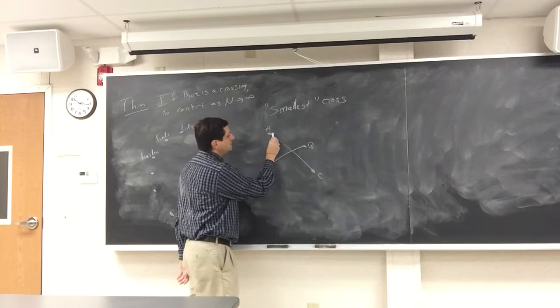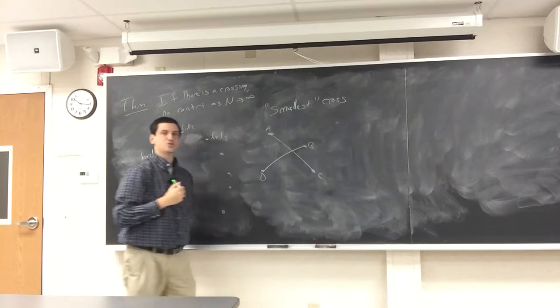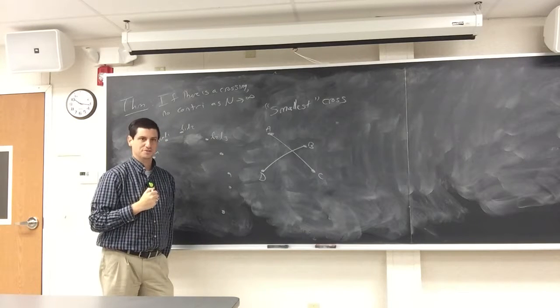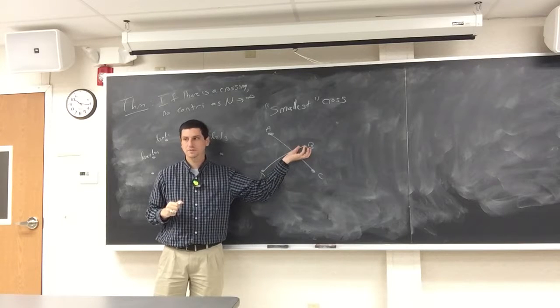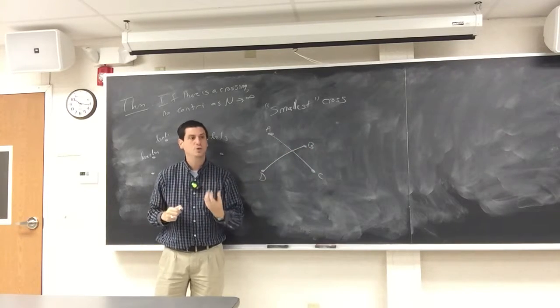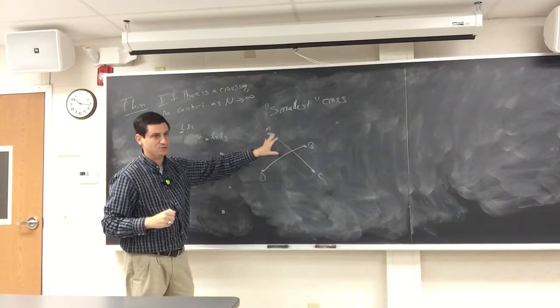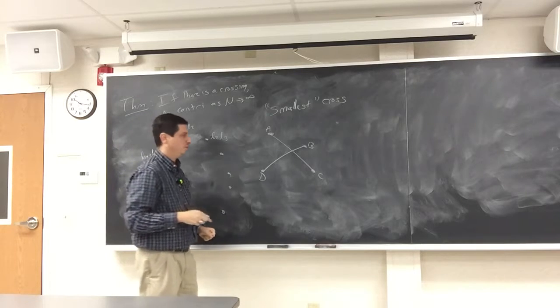So the number of points between A and C is the smallest in everything involved in a cross. There's no crosses that have fewer. There might be another cross that has the same number, but there's nothing that has fewer. So that's, I think, a really good way of doing smallest. And you have to phrase it really carefully as to what we mean by smallest.